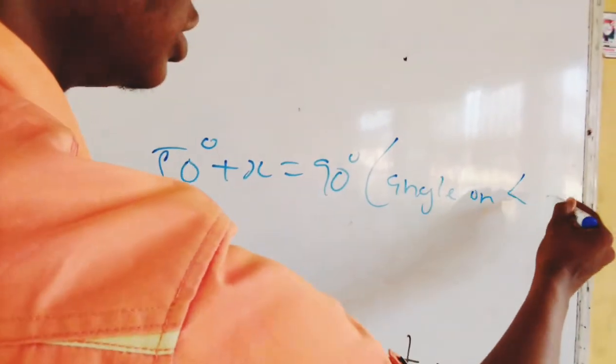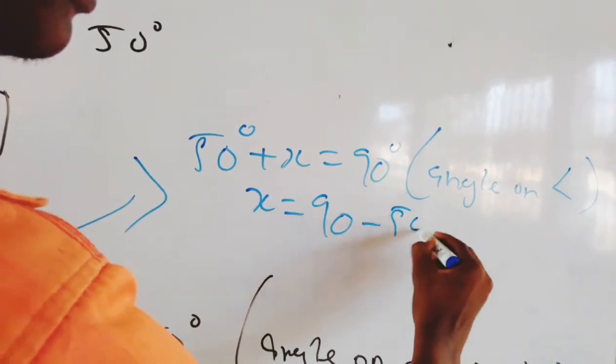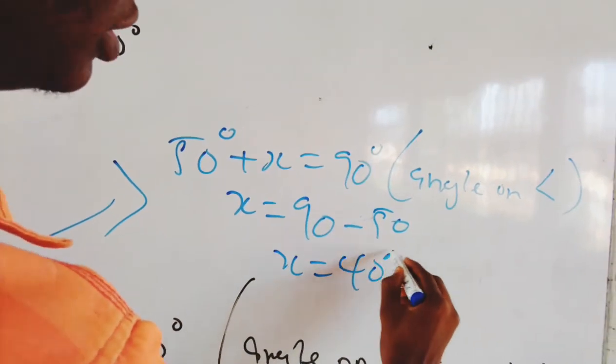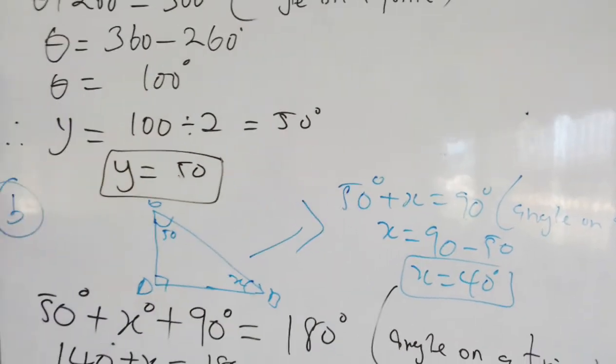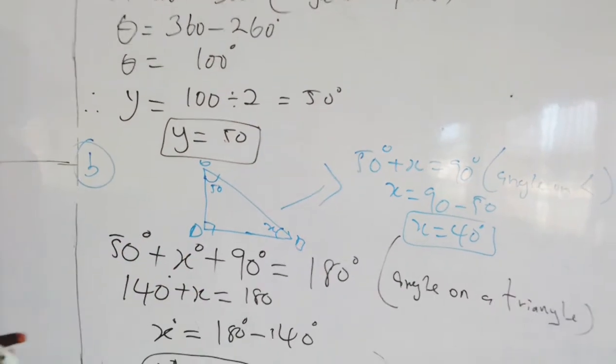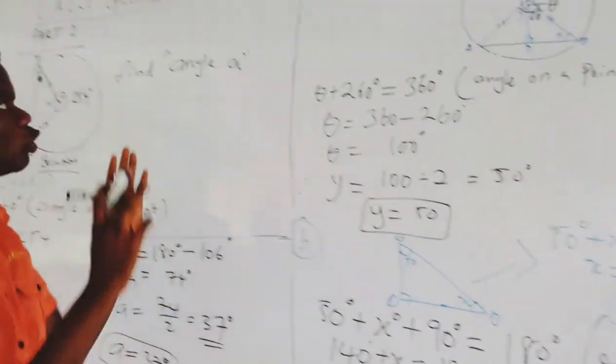On the right angle triangle, X is equal to 90 minus 50. X is equal to 40 degrees. So you can make it like this, you can make it like this. It's still the same thing. So this can go. You're good to go. So this is all for part 2.